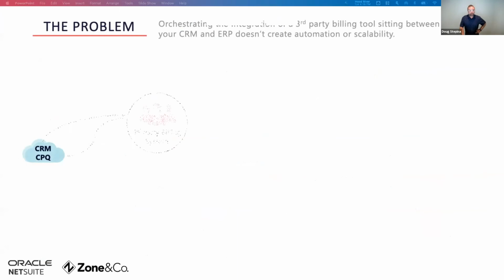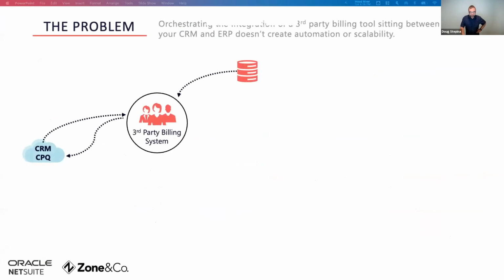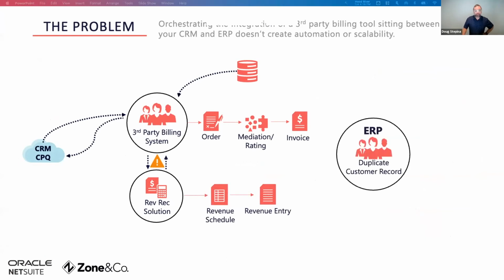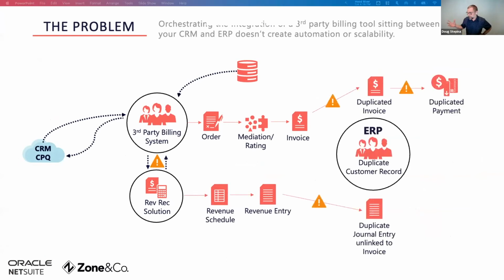Now, to set up what we're going to be talking about today, we'll talk a little bit about the problem and the solution. As this slide builds, I'm sure you can imagine this being in your system today. If you're maintaining multiple systems, information comes from a CRM or CPQ and feeds a third-party billing system. That system has linkages into your usage data and prepares an order. You do all of your mediation and rating within it. That prepares an invoice, and then that invoice has to be duplicated in NetSuite.